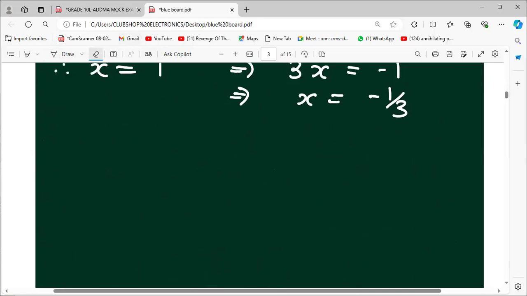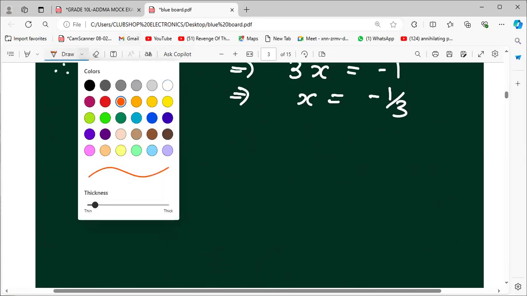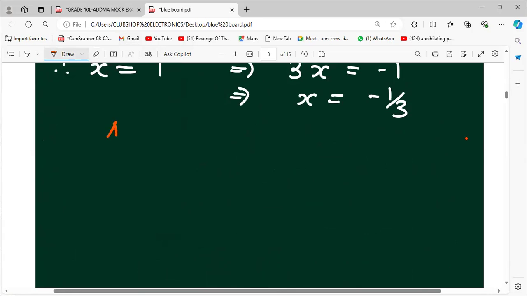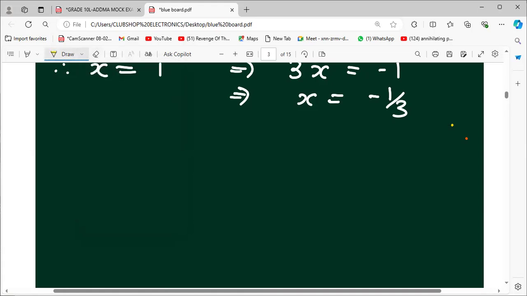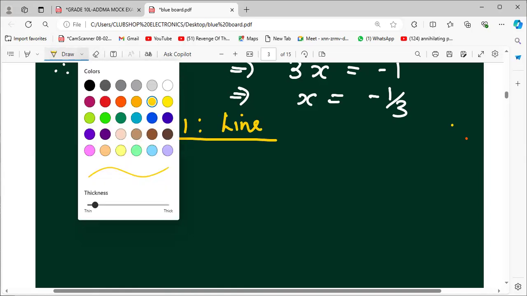So now, what can we do? We can use two methods to determine that. It's up to you. Method 1, or the first approach: we can use the number line, all right? Which I feel is quicker and shorter.